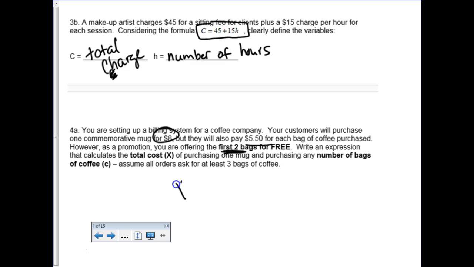So total cost must be represented by X. You have to buy the $8 mug, and then $5.50, but you can't say just times C bags of coffee. You have to incorporate the 2 free bags, so you're going to say C, but then minus 2.